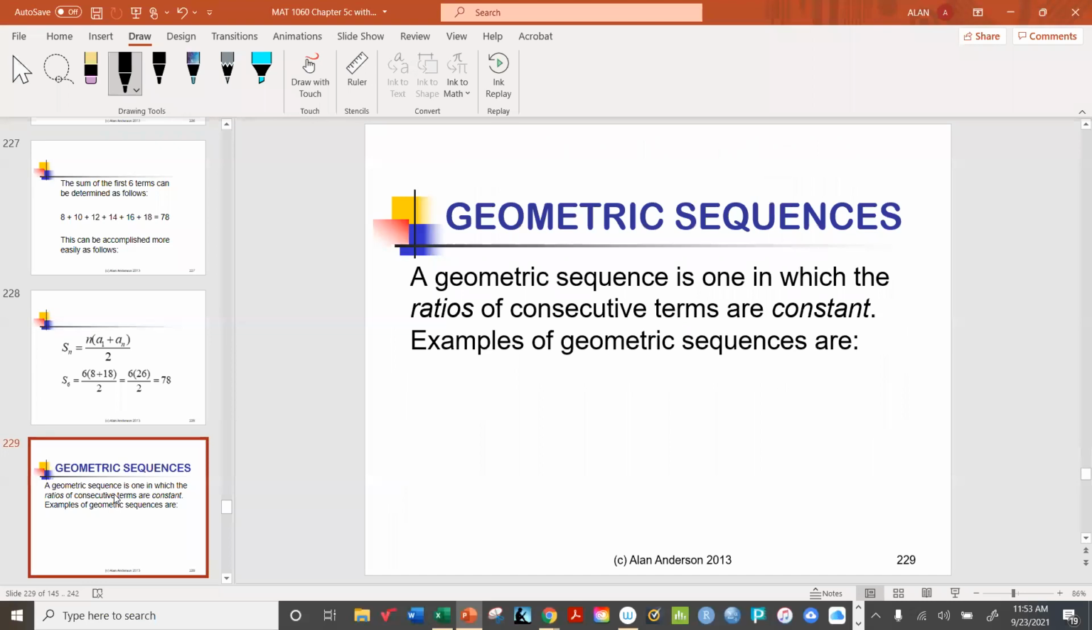All right, so what is it that makes a sequence geometric? Well, instead of a common difference, we have what's called a common ratio. Okay, so let me show you what that means with a couple of examples.